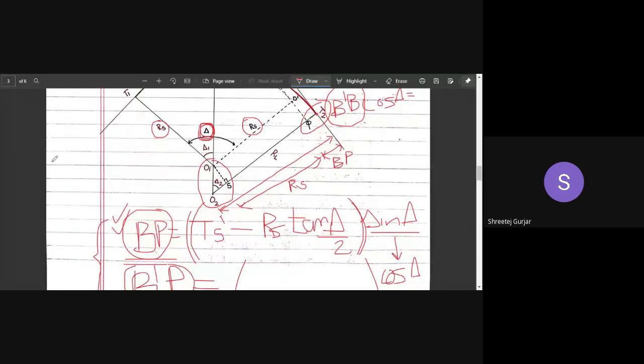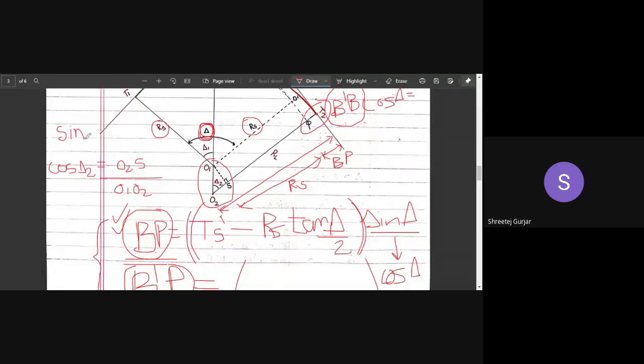What is cos delta 2 now? Can you tell me what is cos delta 2? Cos delta 2 is base upon hypotenuse, O2S divided by hypotenuse, which is O1, O2. Correct? O1, O2.